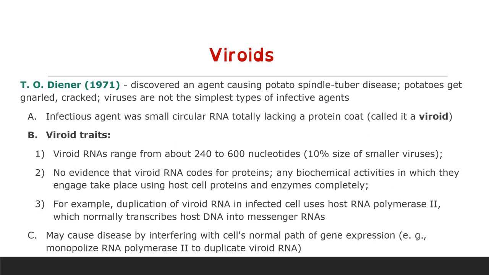So the traits of a viroid include the following. Viroid RNAs range from about 240 to 600 nucleotides, about 10% the size of a smaller virus. There is no evidence that viroid RNA codes for proteins. Any biochemical activities in which they engage take place using host cell proteins and enzymes completely. For example, duplication of viroid RNA in infected cells uses host RNA polymerase II, which normally transcribes host DNA into messenger RNAs. And then many cause disease by interfering with the cells' normal path of gene expression. For example, they monopolize RNA polymerase II to duplicate viroid RNA.